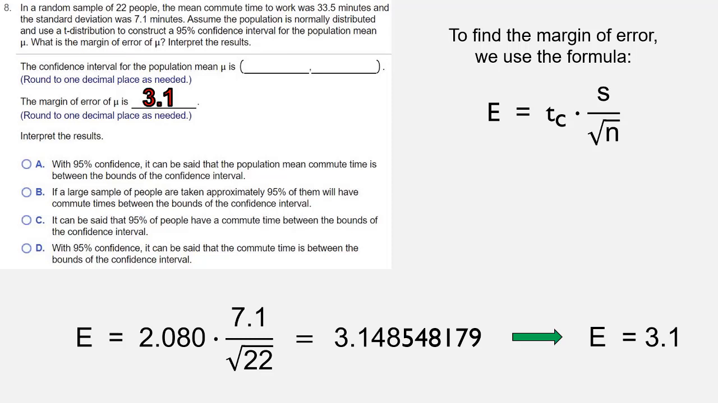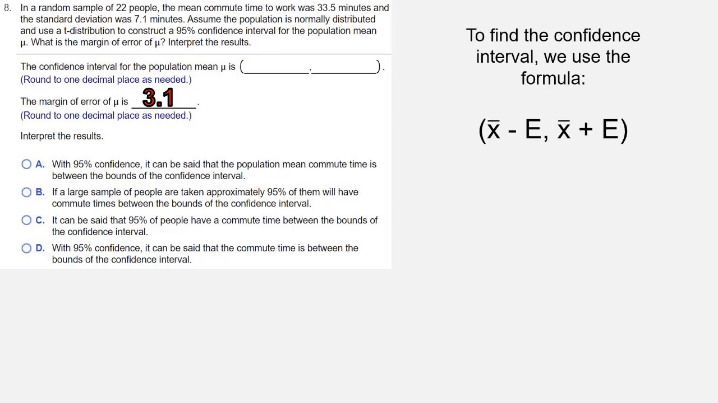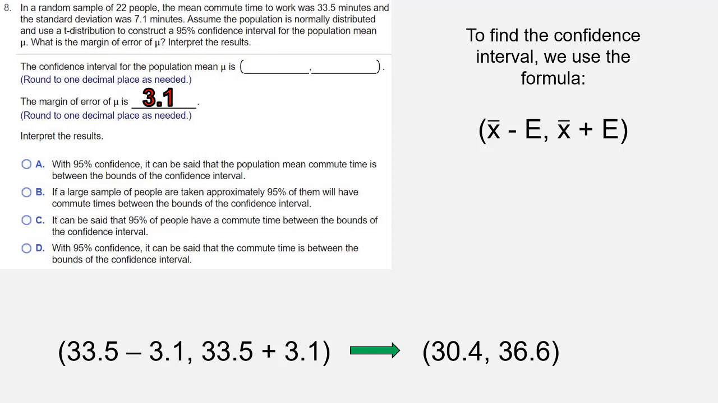Once we know the margin of error, then we can find the confidence interval. The way we do that is by taking the mean and subtracting the error, taking the mean and adding the error. So it's going to be x bar minus the error and x bar plus the error. The x bar value was 33.5, so this is going to be 33.5 minus 3.1, 33.5 plus 3.1, which is going to be 30.4 and 36.6. And that is your 95% confidence interval.